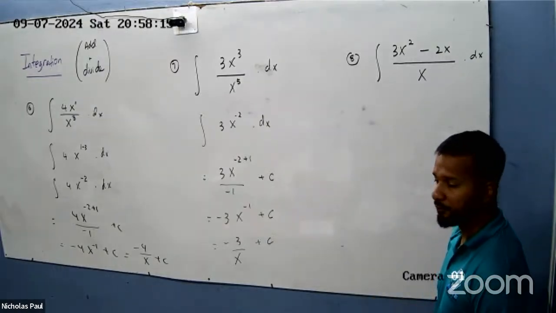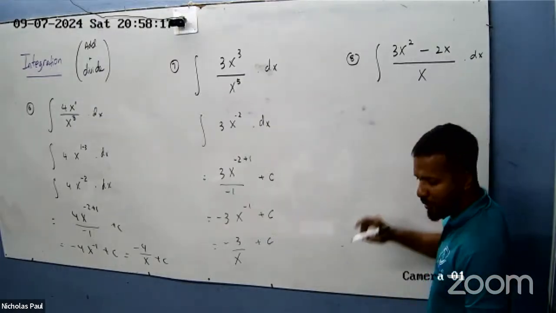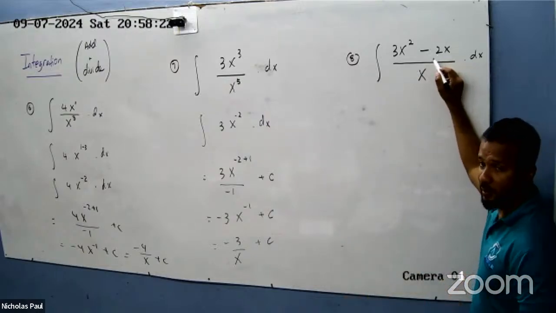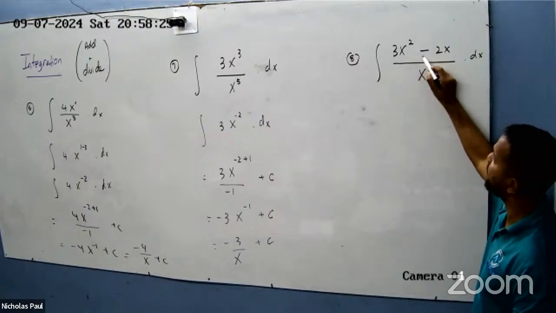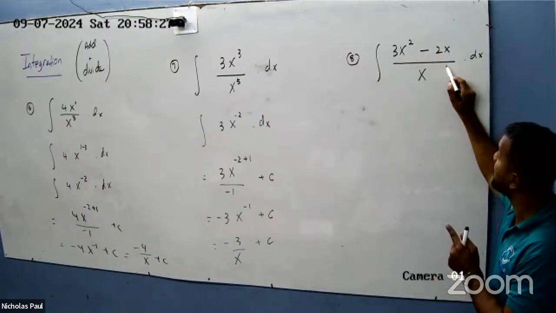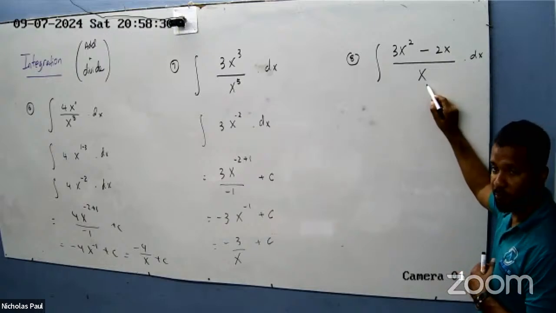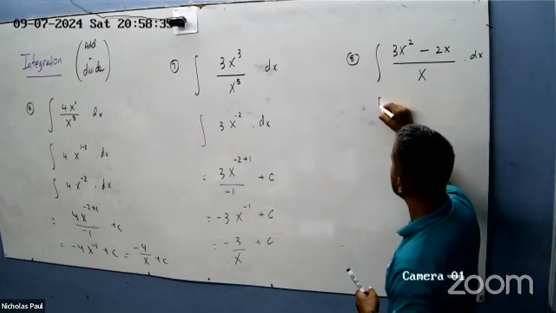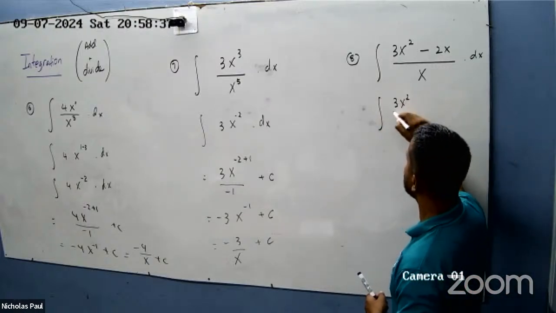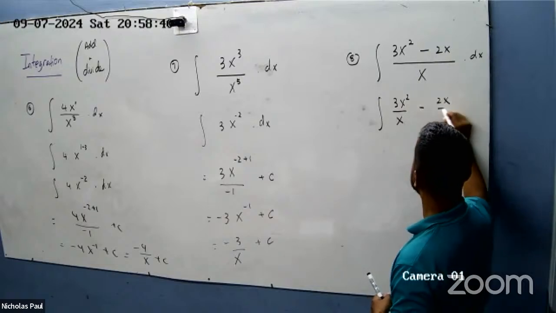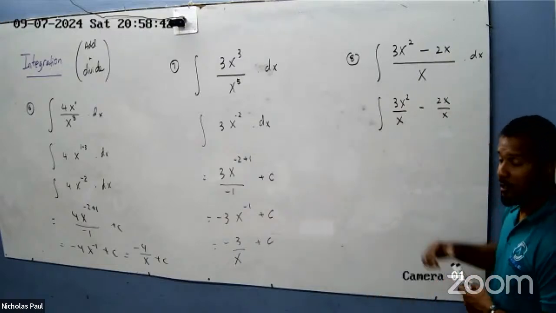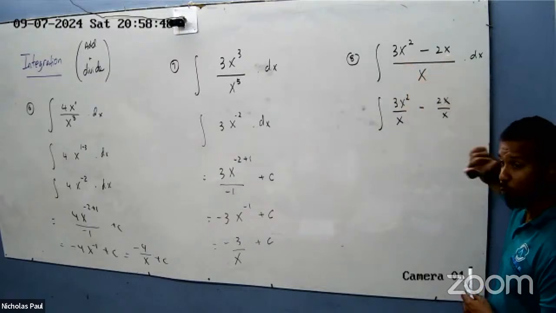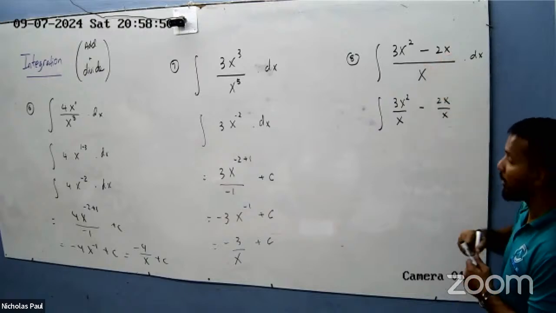Are you okay with that? This one here, I saw some people tried it, but I want you to remember this. What is this saying? This is saying 3x squared minus 2x all divided by x. So it's really saying the integral of 3x squared over x minus 2x over x. So x has to go into this and x has to go into this, not one of them alone, both of them.